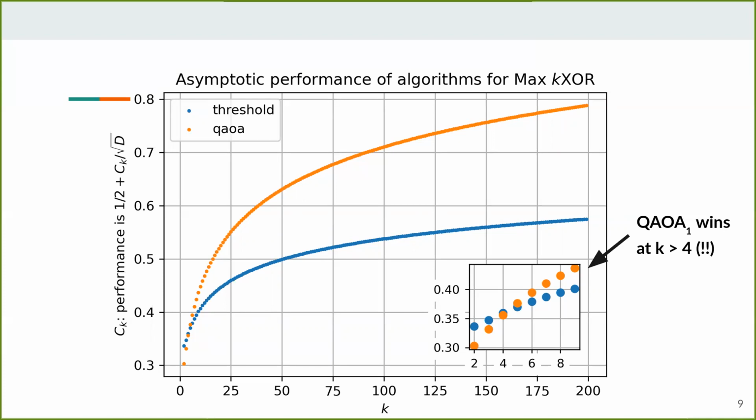But notice that numerically, the QAOA actually outperforms the threshold algorithm when k is above 4. So what this says is that even though they were really competitive for k equals 2, like max cut, at higher k, the QAOA is much better than this threshold algorithm. That's surprising. But in the rest of the talk, I'll tell you why I don't think this is a huge accomplishment for the QAOA.